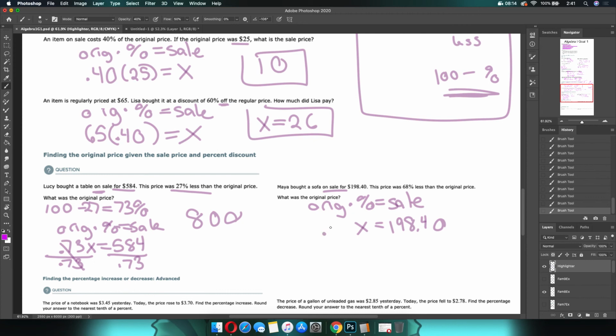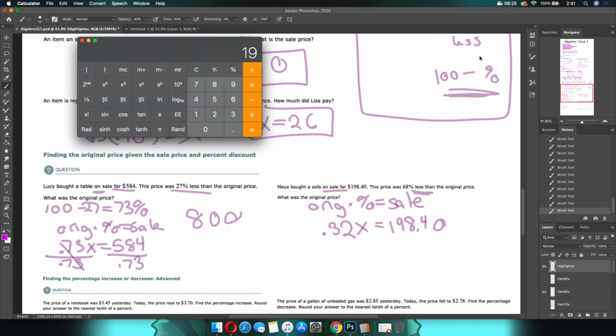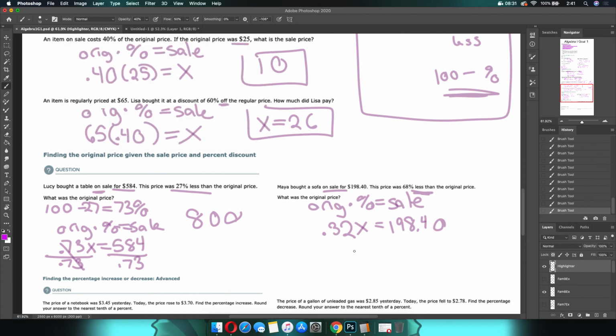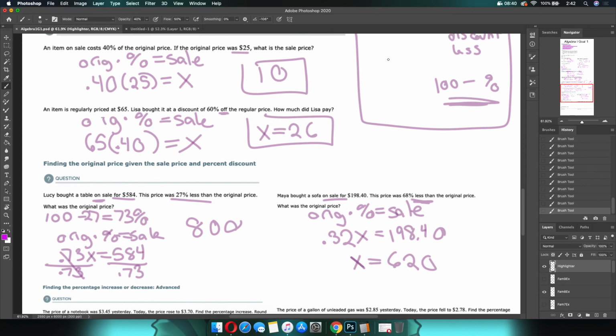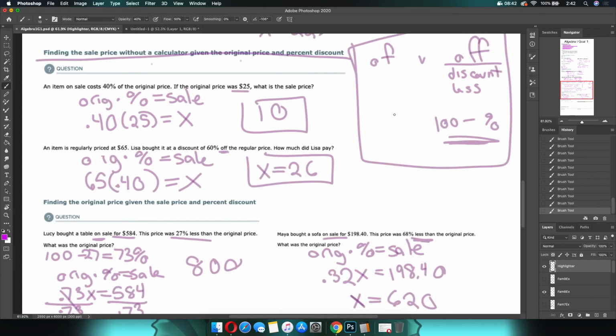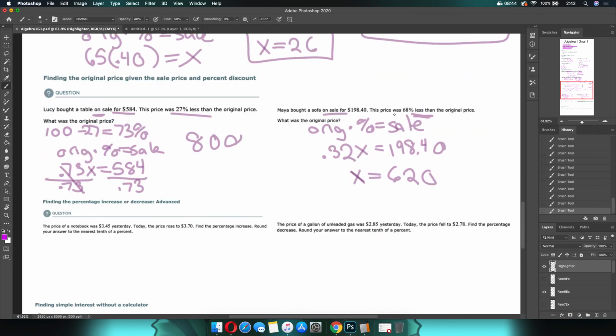32. So 0.32. Because again, less than, that's one of our key phrases we've got to keep an eye out for. That means we have that extra step. So what is 198.4 divided by 0.32? 620. So x is 620. All right, so far so good. So now we're getting used to how to have these particular notes and use them.